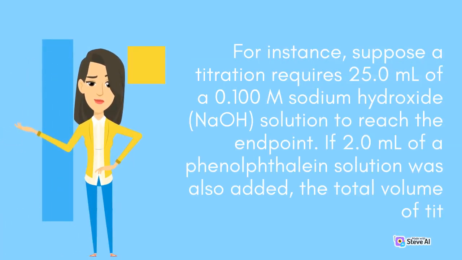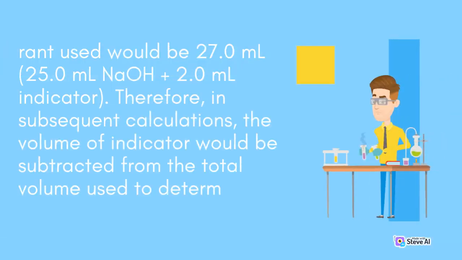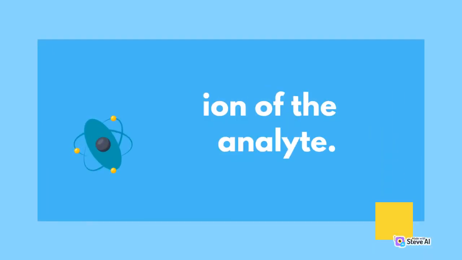For instance, suppose a titration requires 25.0 milliliters of a 0.100 molar sodium hydroxide (NaOH) solution to reach the endpoint. If 2.0 milliliters of a phenolphthalein solution was also added, the total volume of titrant used would be 27.0 milliliters: 25.0 milliliters NaOH plus 2.0 milliliters indicator. Therefore, in subsequent calculations, the volume of indicator would be subtracted from the total volume used to determine the concentration of the analyte.